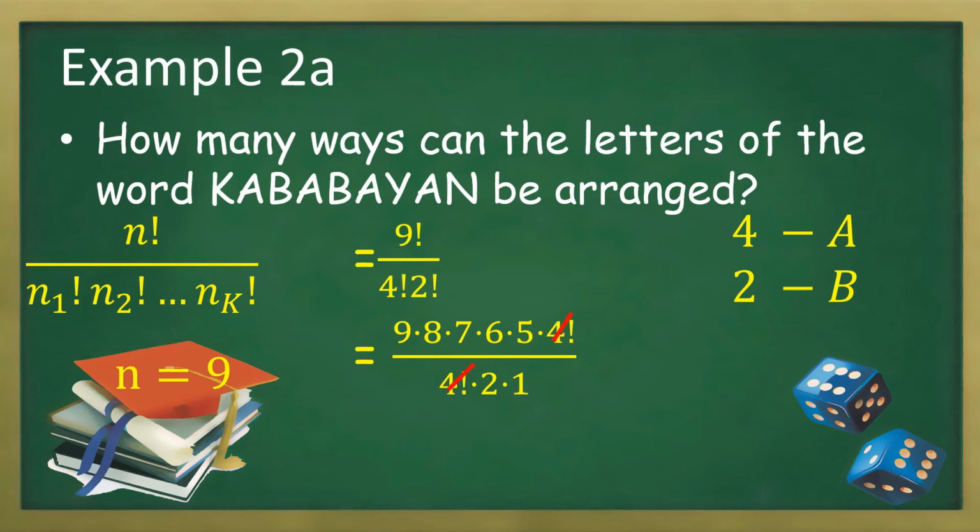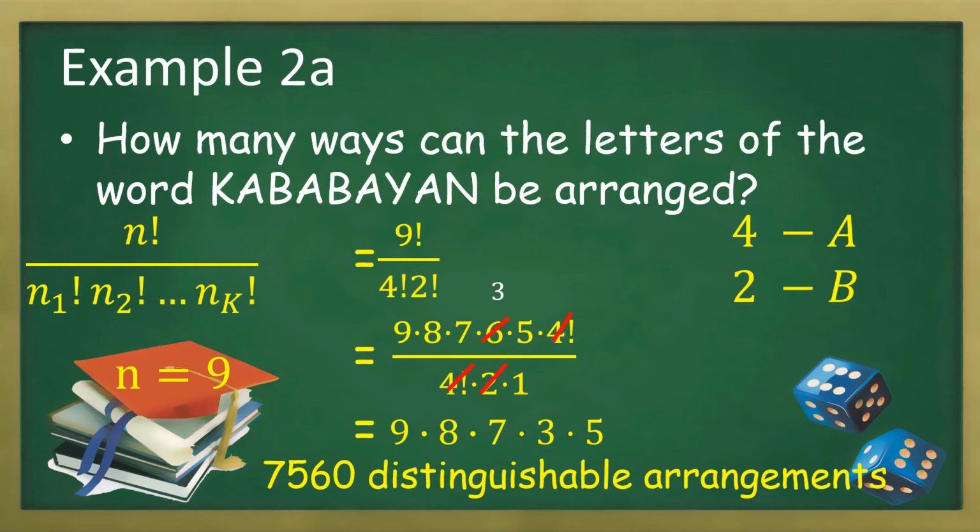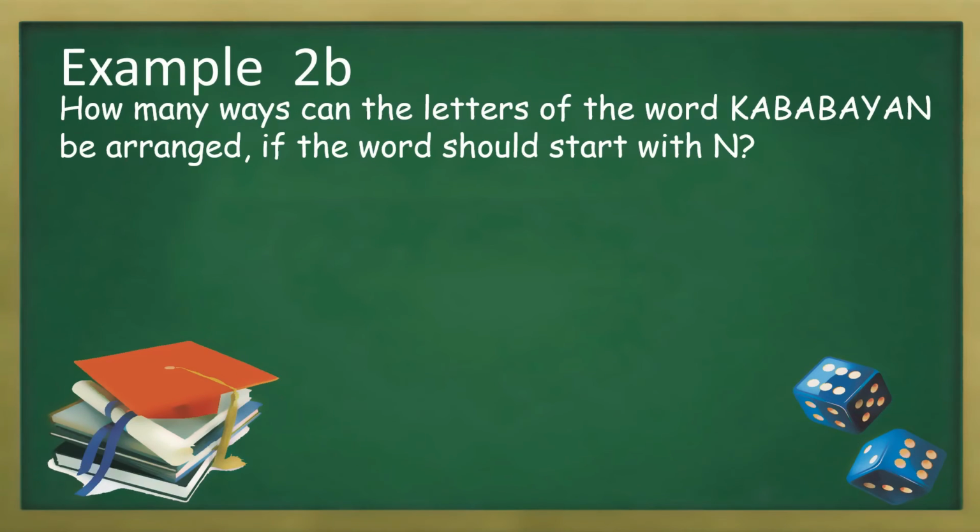Then since we still have numbers on our denominator, we can still cancel this one with the numbers on our numerator. For this one, we can cancel it with 8 or 6 since 8 and 6 are both divisible by 2. So for this, we can cancel 6 and 2, and that will leave us with 3. All we have to do is to list down the remaining numbers, which are 9 times 8 times 7 times 3 times 5. And solving for this, we will have 7,560 distinguishable arrangements.